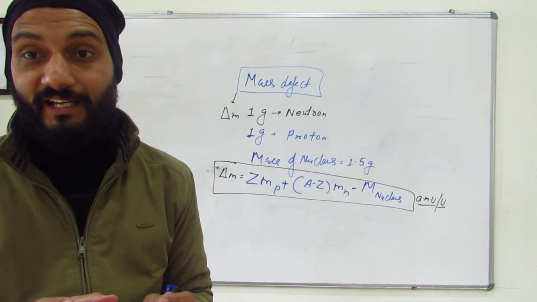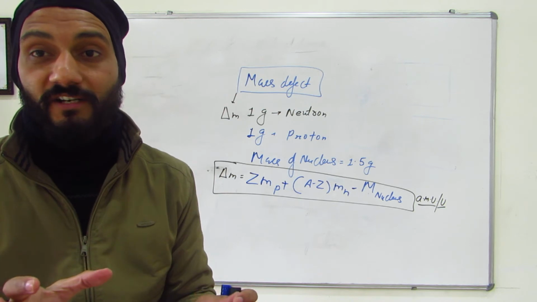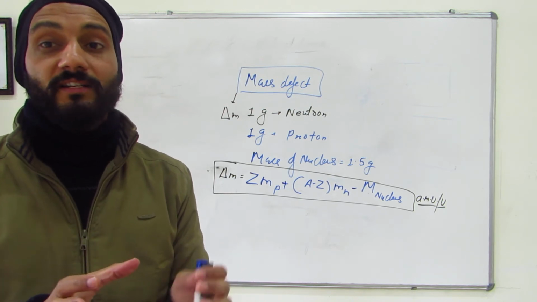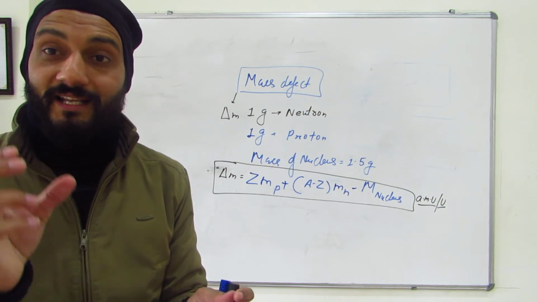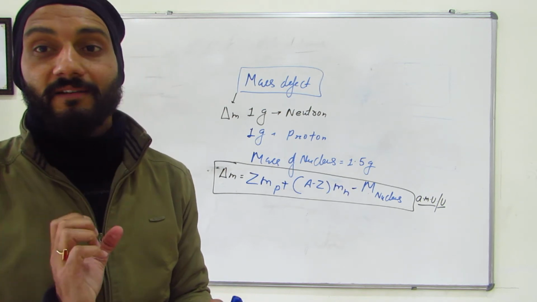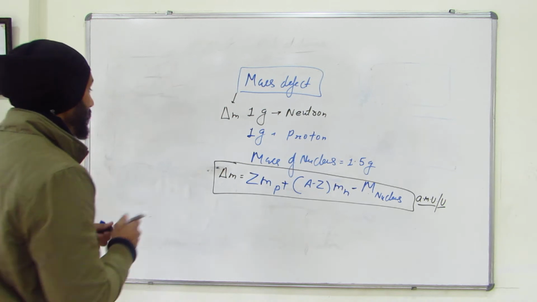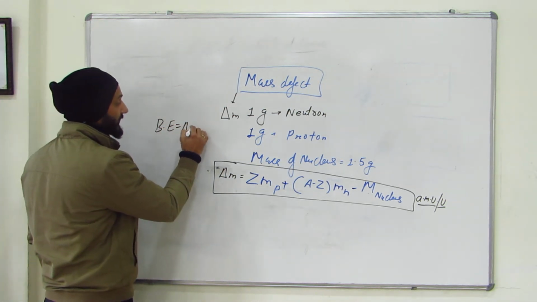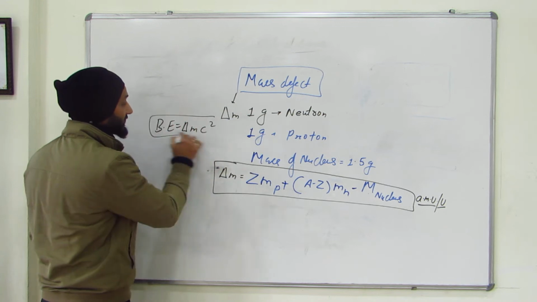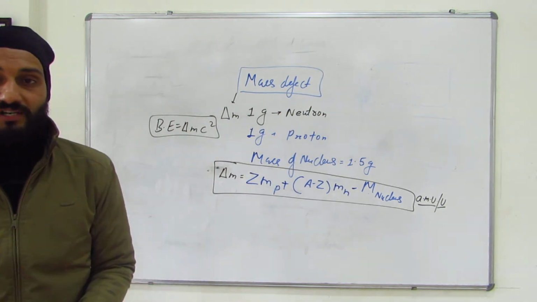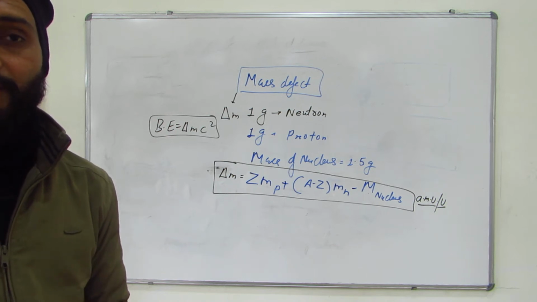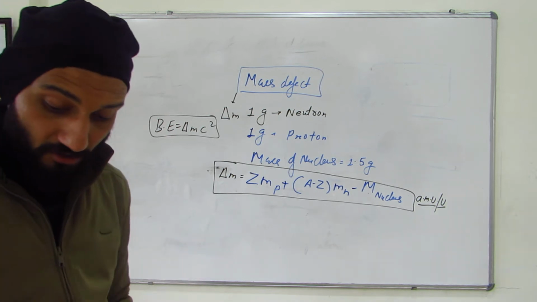So what is binding energy? Binding energy is the amount of energy required to bind the nucleons inside the nucleus. And how do we get that energy? That energy comes from the mass defect, right? And that's how this binding energy will be equal to delta m c square, according to Einstein's famous equation. So delta m into c square becomes the binding energy, and this energy is required to bind the nucleons together.